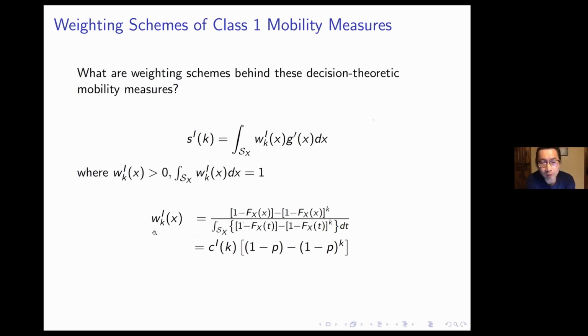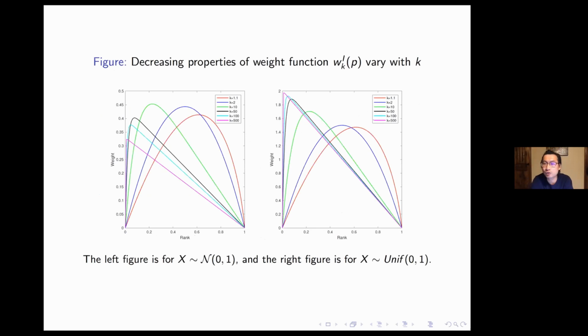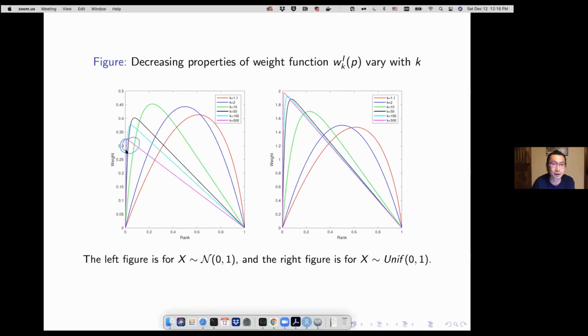So we can write down our weight like this. Okay, the weighting scheme behind our first class of measure is this one, and this one has a very specific property, so let's look at this graph. This graph corresponds to varying degrees of inequality aversion. When you increase k, the inequality aversion, the larger the k is, you can see the more weight you impose on the lower tail, okay?